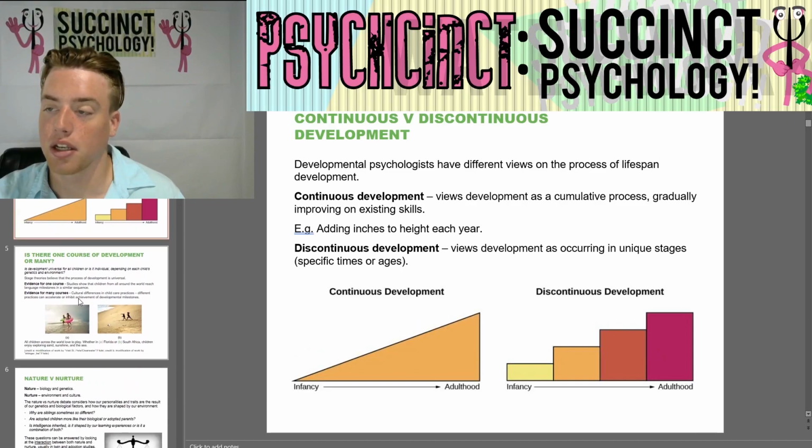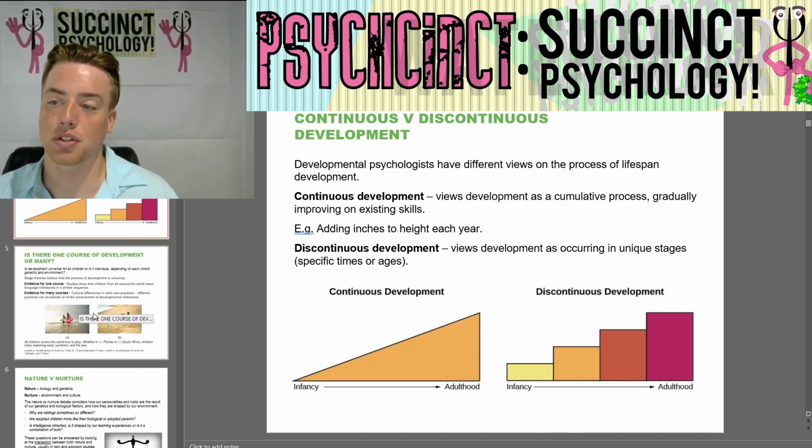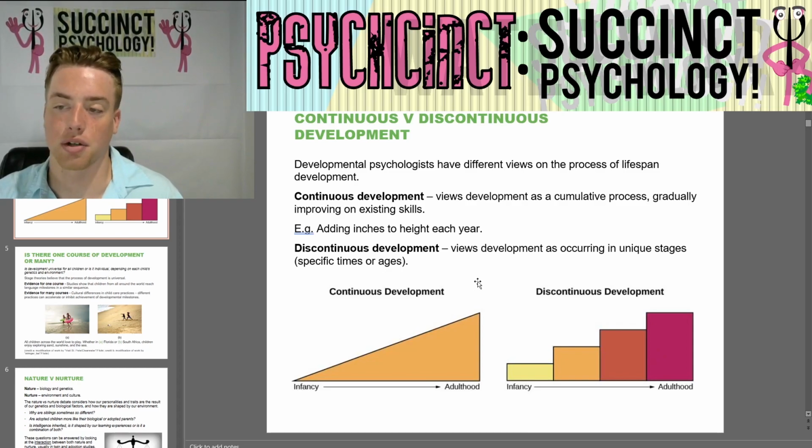So, continuous versus discontinuous development. Developmental psychologists have different views on the processes of lifespan development. Continuous development views development as a cumulative process, gradually improving on existing skills. For example, adding inches to height each year. Discontinuous development views development as occurring in unique stages, so specific times or ages.